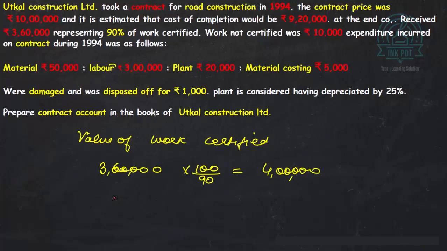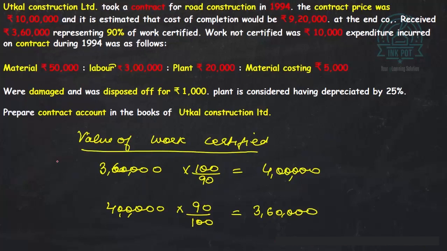Now you can check also. Work certified is 4 lakh, and if 90% is received, that is 90% cash, then cash received is 3,60,000. Right? Vice versa. So now let us do this question. We are going to prepare the contract account.